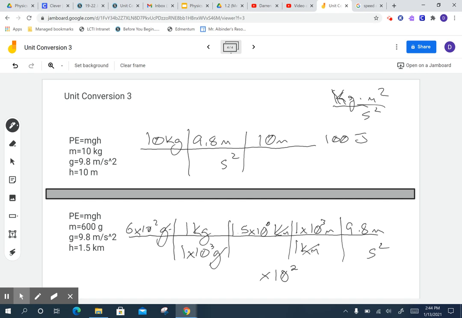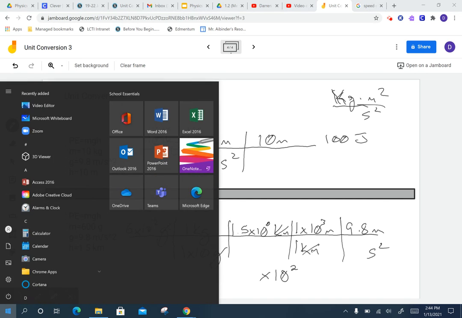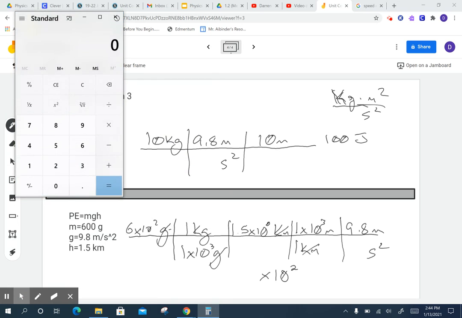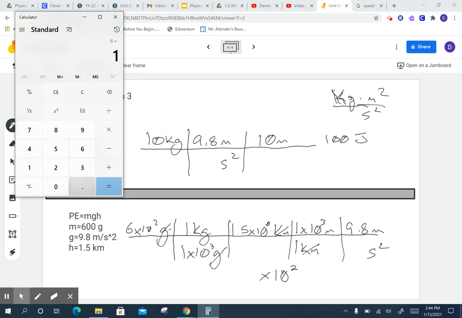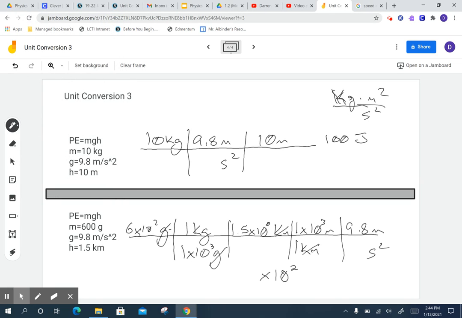Okay? 88.2. Now, 2 significant digits. No, 1 significant digit. So 88.2 becomes 90, which is going to be 9 times 10 to the third joules.